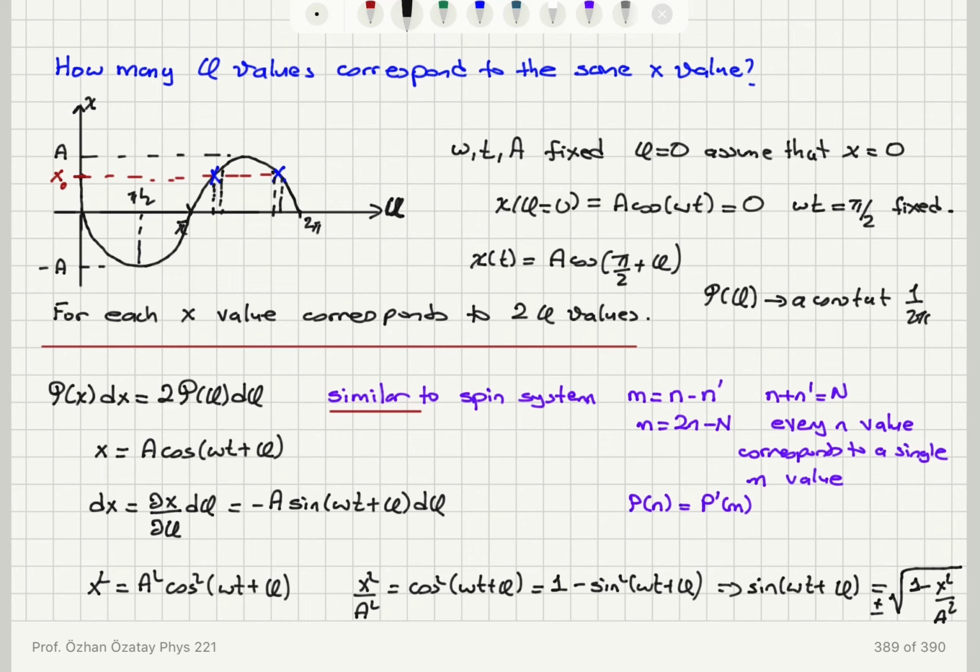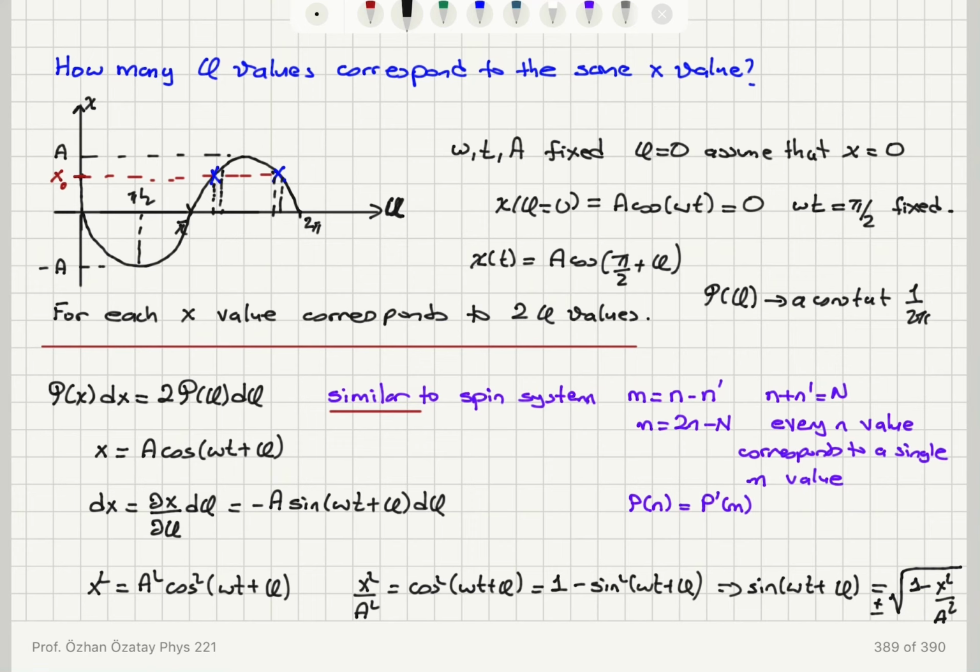And since x is equal to a cosine omega t plus phi, and a, omega, and t are fixed, only phi is changing. The change in x, dx, is the partial derivative of x with respect to phi times d phi, which is minus a sine omega t plus phi d phi. And I can also write x squared is a squared cosine squared omega t plus phi. I find that sine omega t plus phi can be written as plus or minus square root of 1 minus x squared over a squared, because cosine squared plus sine squared is 1.